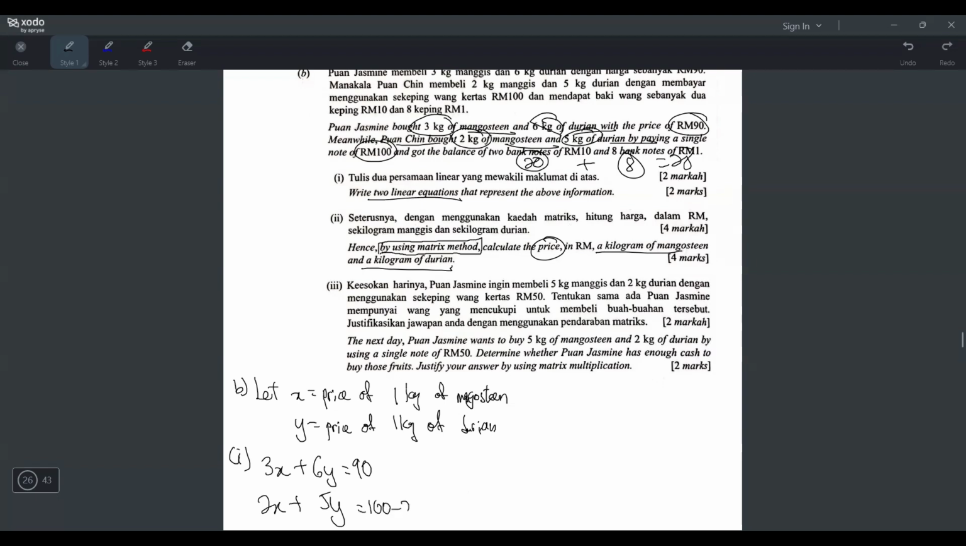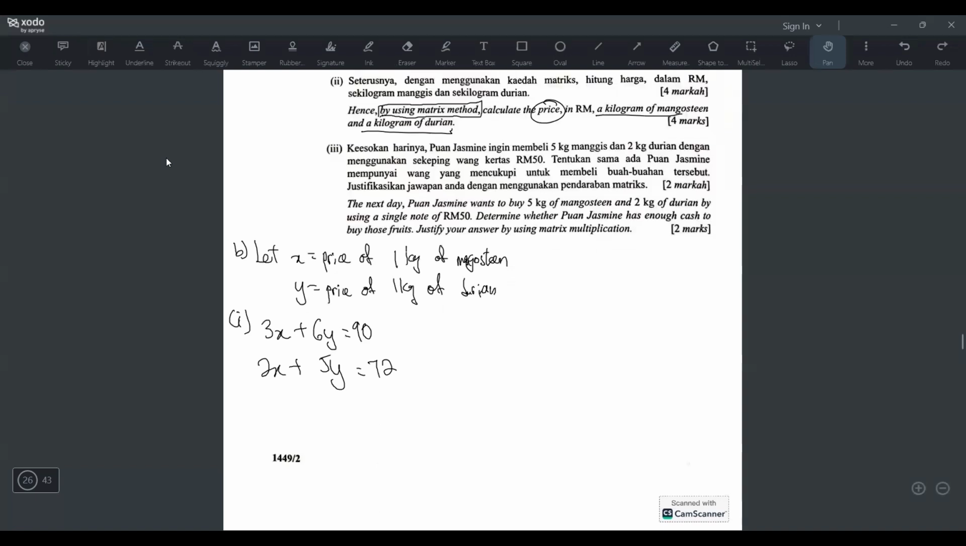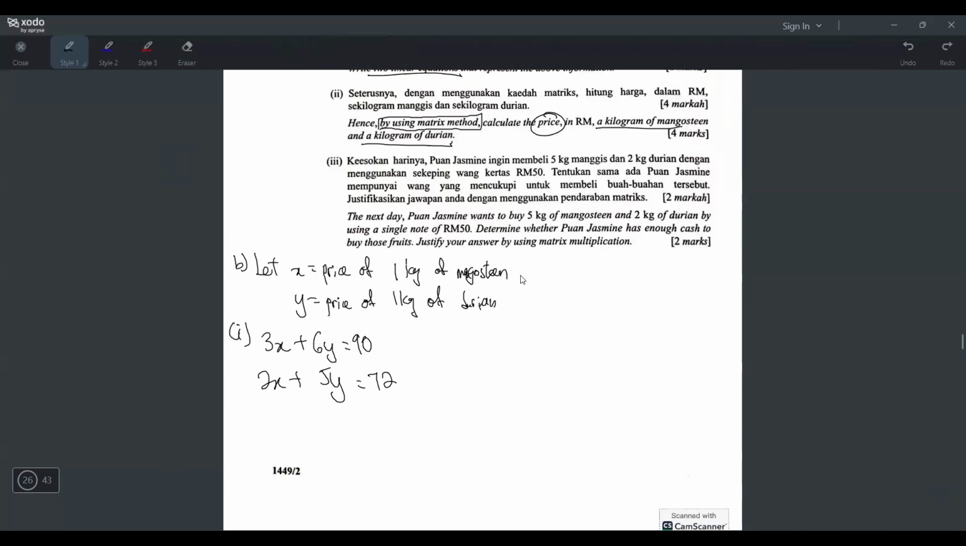So sini tekan 100 minus 28. Okay, let's tekan this. What we get? 72. Okay, this is my part 1. Sudah siap? Write 2 linear equations. Now let's do number 2. So number 2, I will do it here.